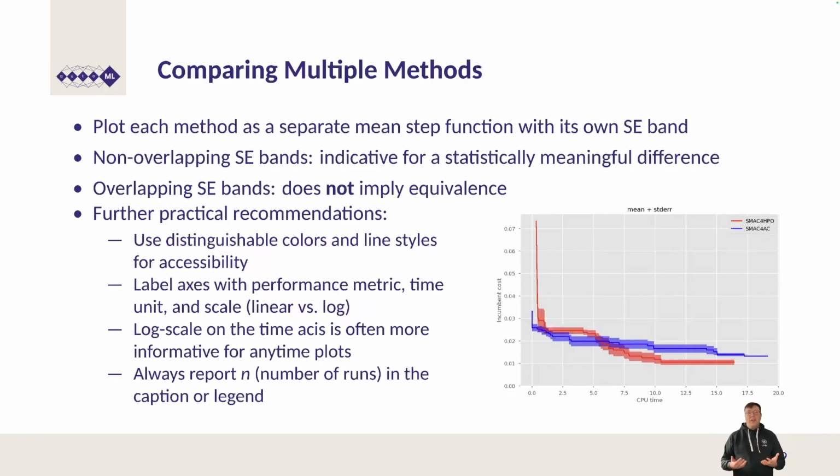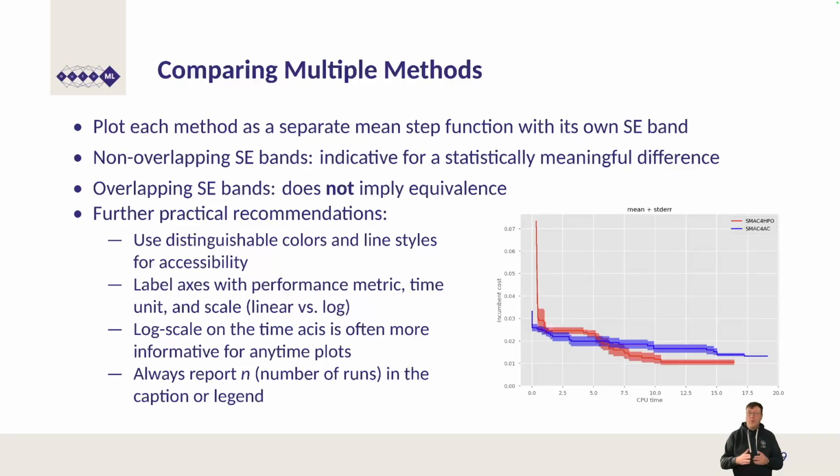With mean curves and standard error bands in hand, we can now think about how to compare systems visually and what conclusions we are licensed to draw. The most direct visual comparison is to plot each system's mean step function with its standard error band on the same axis. What can we conclude from what we see? If the standard error bands of two systems do not overlap at a given time point, this is indicative of a statistically meaningful difference at that budget.